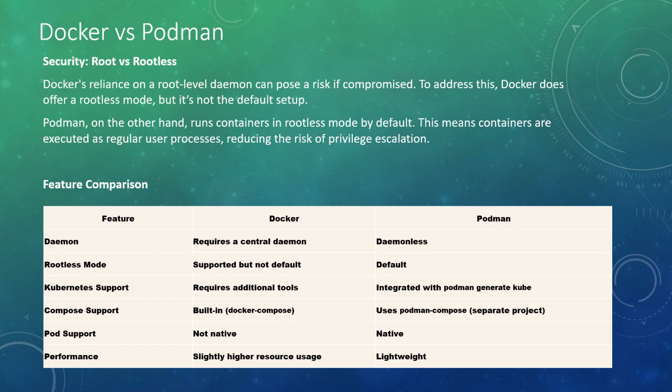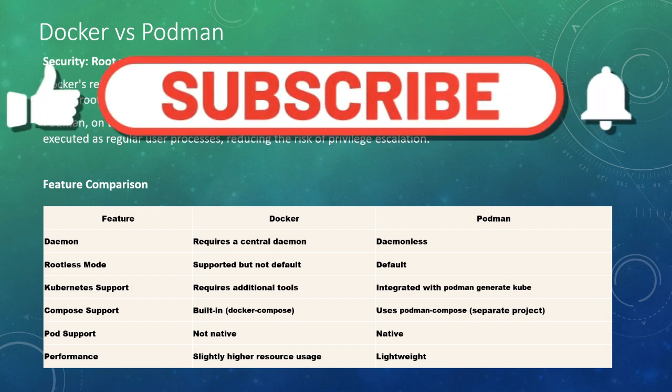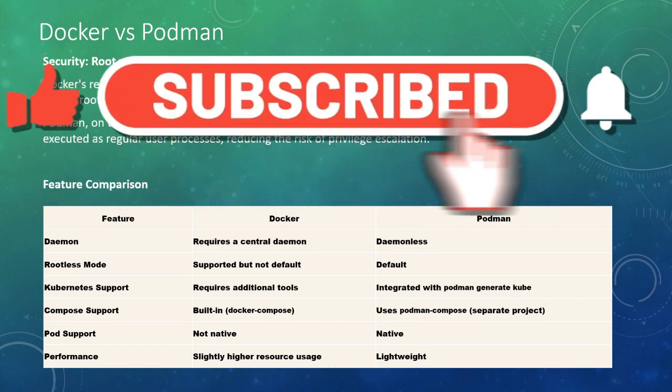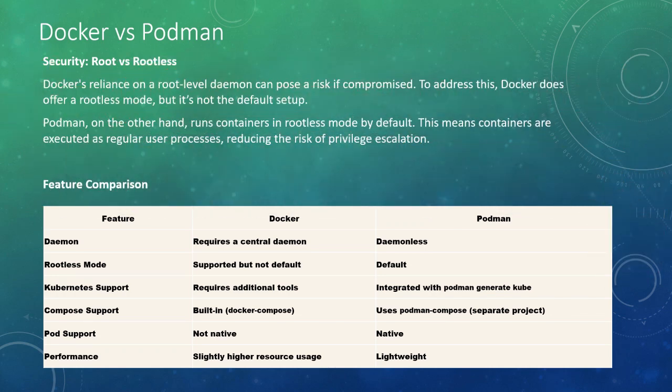Now, feature-wise, when you compare Docker and Podman, we discussed the daemon processes. Docker requires a centralized daemon process, but Podman is daemonless. By default, rootless is not supported in Docker. It can be added as an additional tool, but it has to be done manually. In Podman, it's available by default, and you don't need to do anything special.